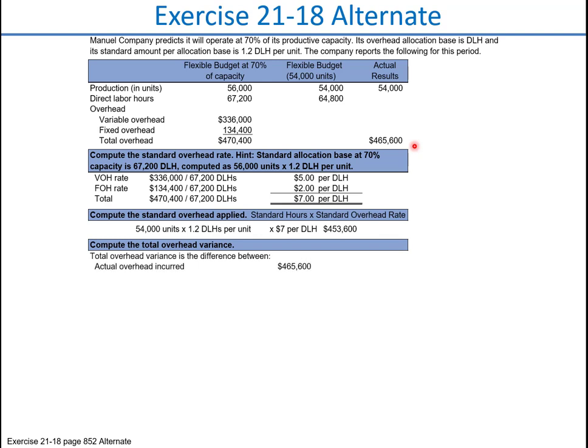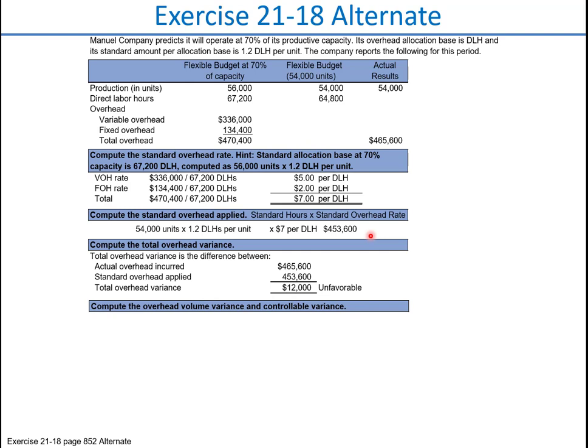The total overhead variance then is the actual cost, $465,600, minus what it should have taken them to make 54,000 units, $453,600. They have an unfavorable variance of 12,000.